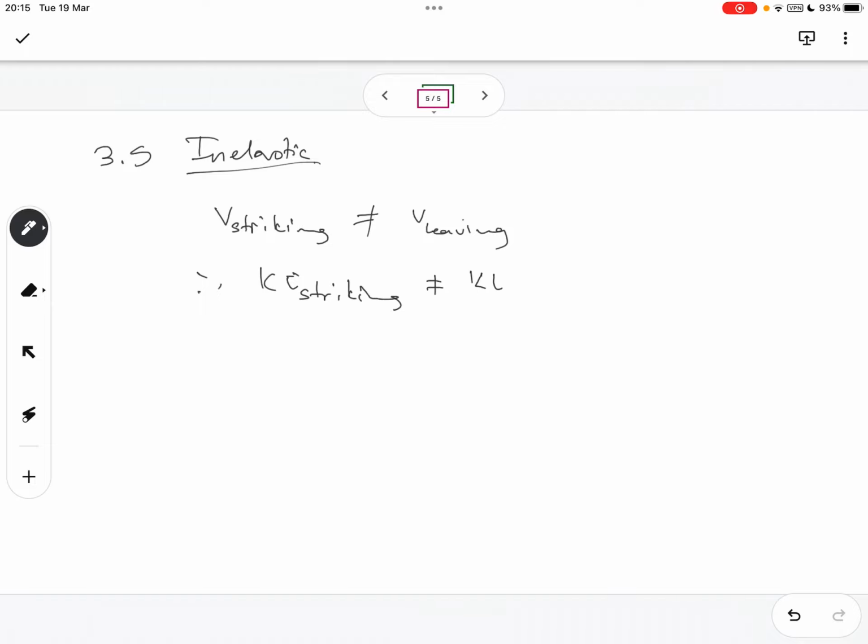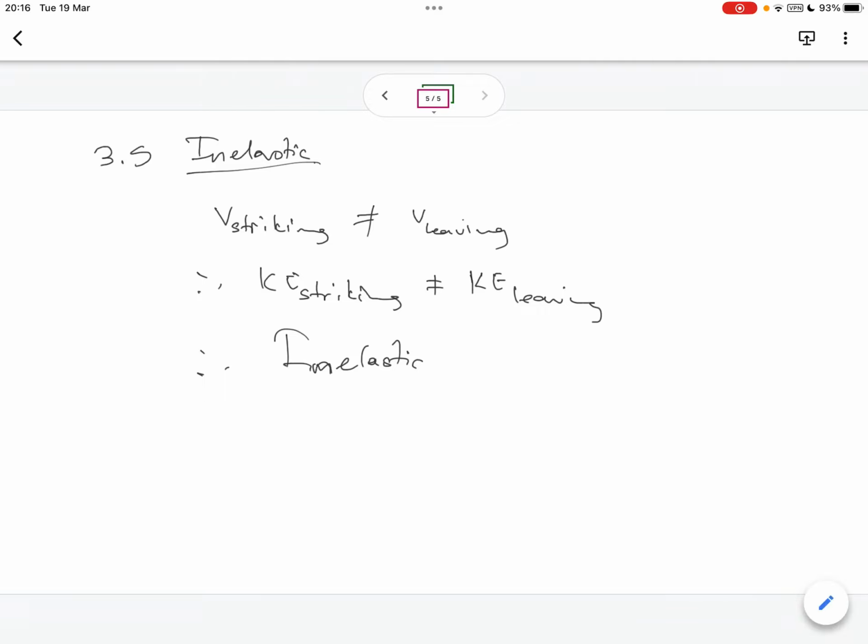Therefore, KE of striking is not the same as KE, or kinetic energy, of leaving. Therefore, it is inelastic. I like how you're grasping the concept, so thank you so much.